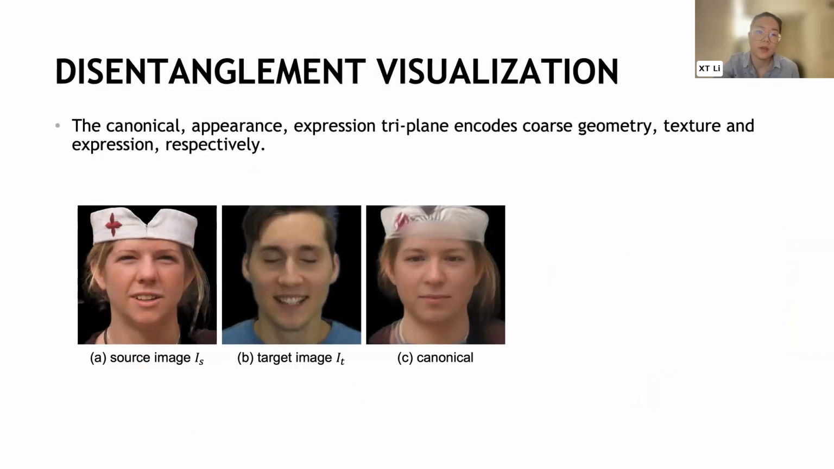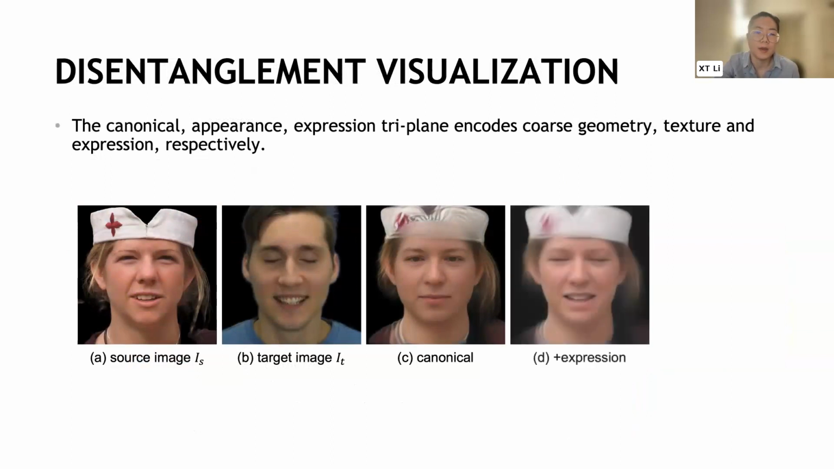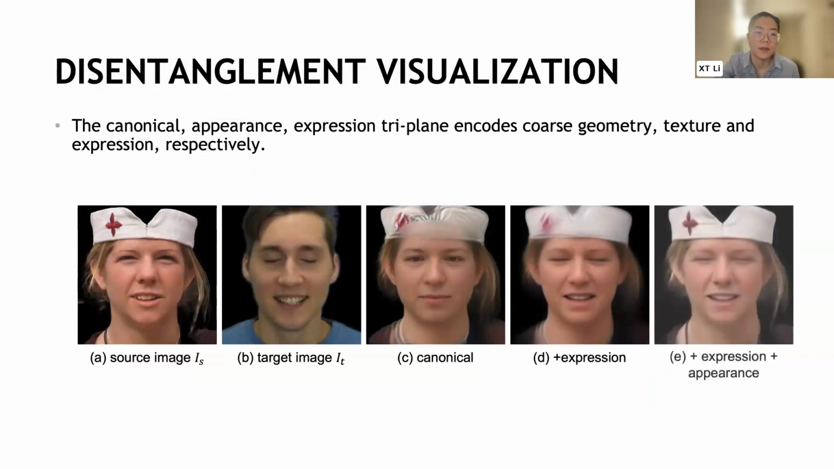Here we also visualize the contribution of each branch to better understand the model. So we can see here, if we only render the canonical triplane, we can have a coarse reconstruction with neutral expression. And by adding the expression triplane on top of the canonical triplane, we can modify the expression to match the one in the target image. And finally, if we further add the appearance triplane, we can capture the details, such as the cross pattern on the nurse's head.